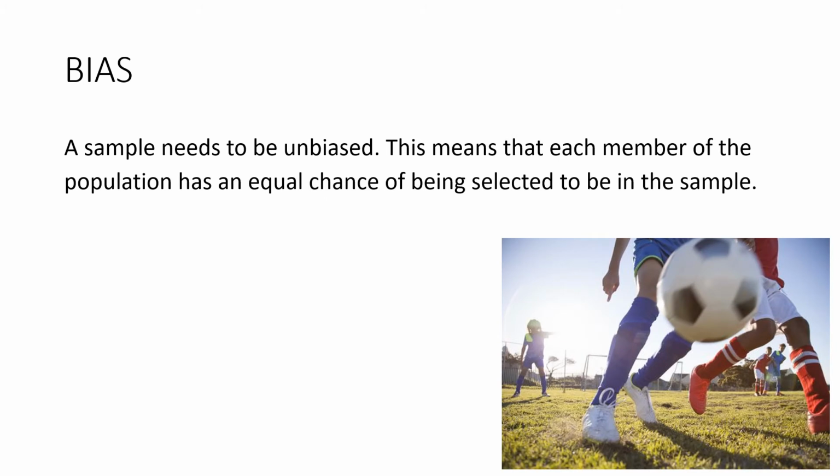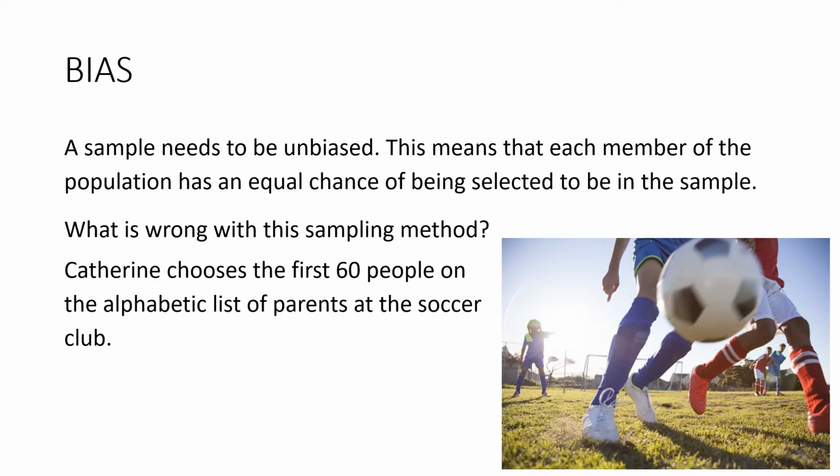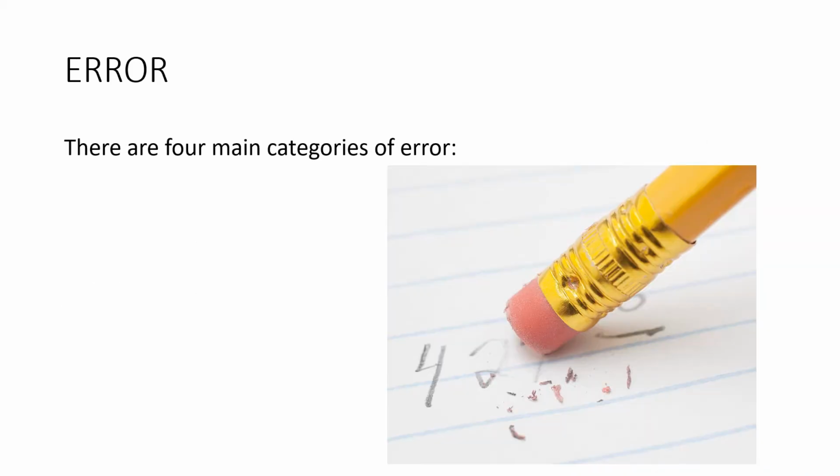Now I mentioned before that a sample needs to be unbiased. This means that each member of the population has an equal chance of being selected to be in the sample. So what's wrong with this sampling method? Catherine chooses the first 60 people on the alphabetic list of parents at the soccer club. The easy way to figure out the bias here is to think about who can't be included. So anybody who's after the 60th person on the alphabetic list isn't able to be part of the sample, therefore it is biased.